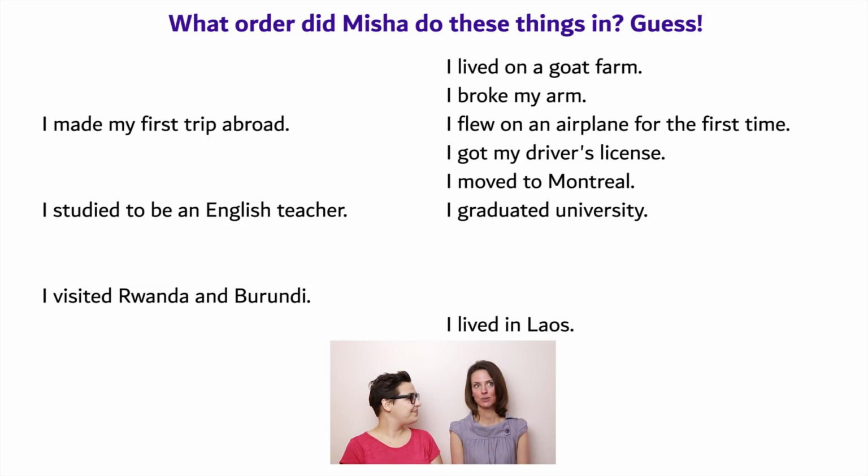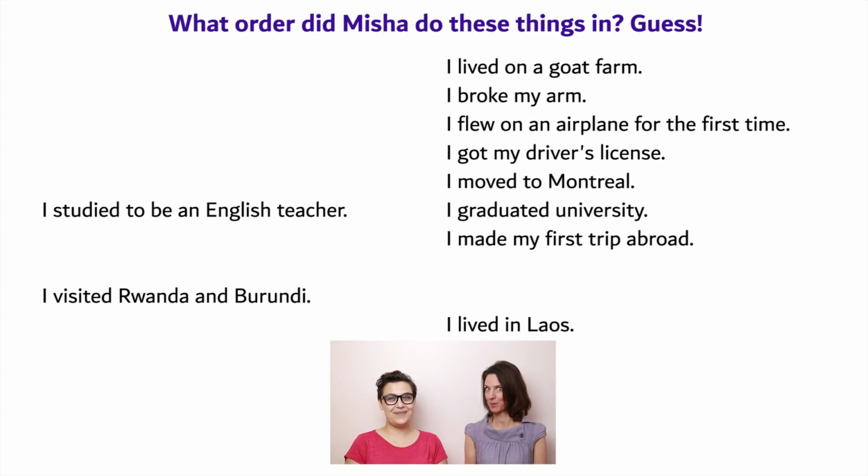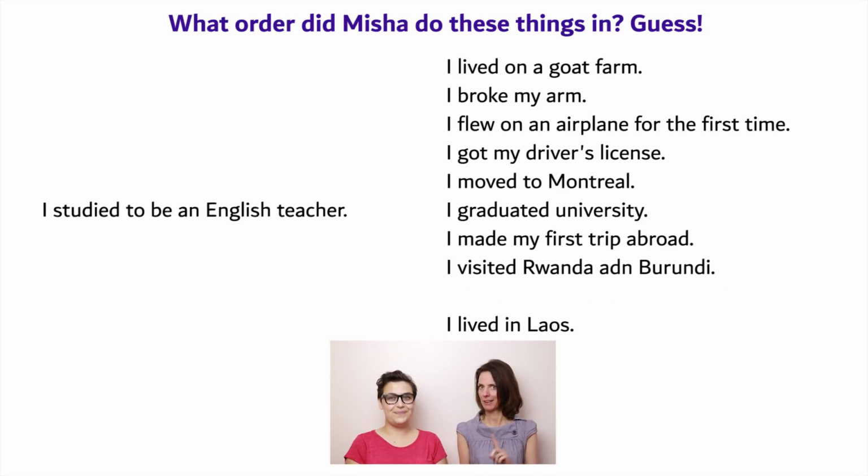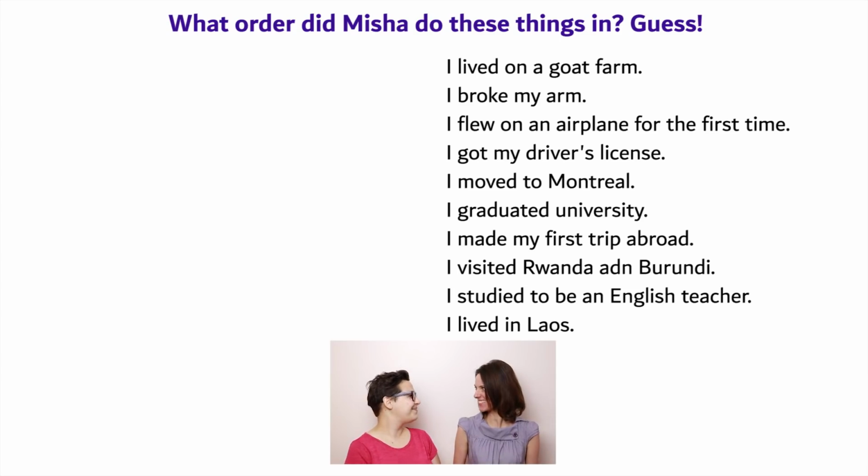Then you went on your first trip abroad. What was the verb? You made your first trip abroad. Yeah. To India. That's right. With your brother. Exactly. Just after graduating. Graduation present. Yeah, fun way to celebrate. And after that, you visited Rwanda and Burundi? Yep, you got it. Studied to be an English teacher. That's it. And lived in Laos. Exactly. Good work. Pretty quick. She did a good job.